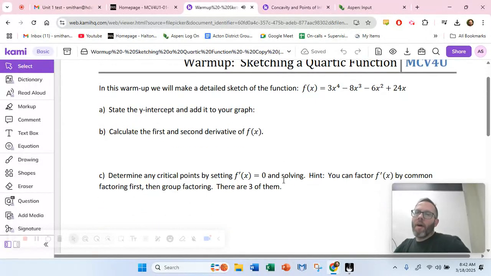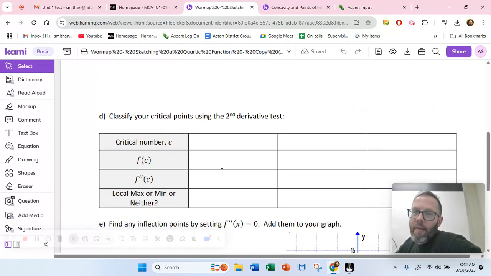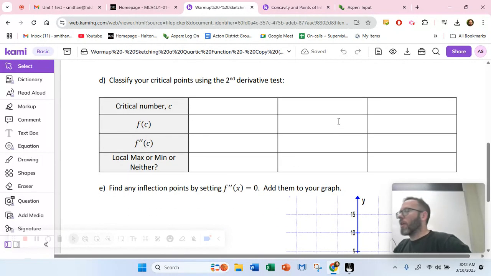Yeah, so after we find the y-intercept and find the derivatives, we'll look for critical points. And then I've given you a table to help you structure your second derivative test. Remember, we learned that yesterday, and I have it on the front board over here. If you find a critical point and the second derivative is positive at that point, it must be concave up and it's a local min. If the second derivative is negative at that point, it must be concave down and be a local max.